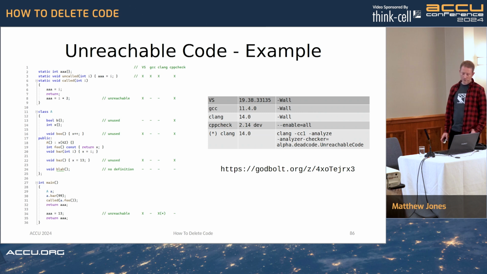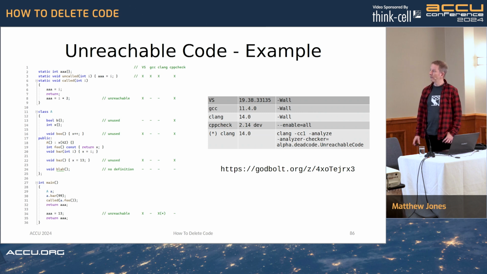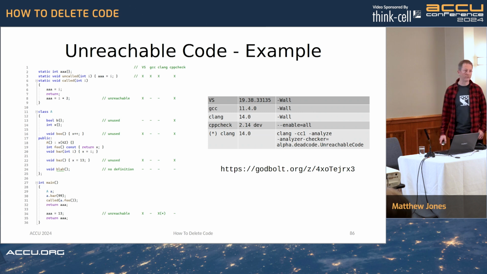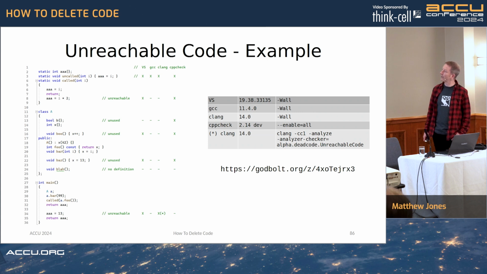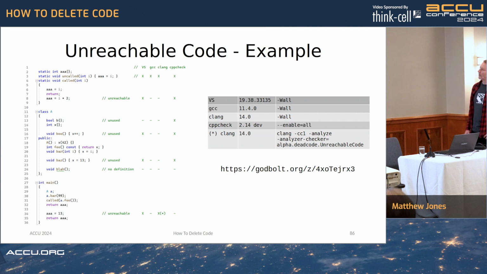So I did some experiments with unreachable code. It's pretty noddy. I hope you can read that. I can't really do much about it if you can't see it. It's on Godbolt if you really want to look at it. I wrote some code and used these tools to analyze it. Now, interestingly, to me anyway, the code at line 24, which is a definition without a declaration, none of them found it, but the IDE put a squiggle under it. So some tool was looking at it.